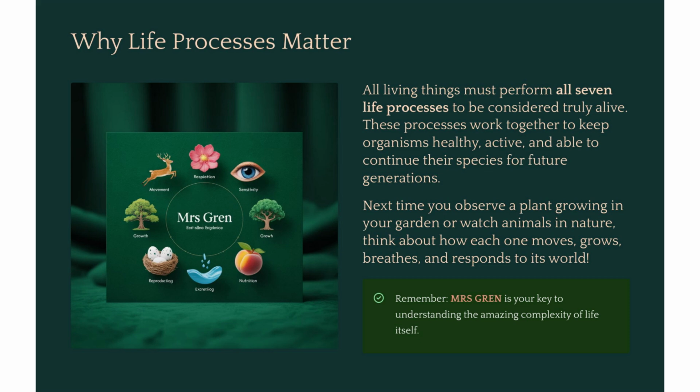So, why do life processes matter? Because without them, an organism cannot truly be called alive. All 7 processes, movement, reproduction, sensitivity, growth, respiration, excretion, and nutrition, work together to keep living things healthy and able to continue their species. Next time you see a plant or an animal, think about how it moves, grows, breathes, and responds to its surroundings. Remember this: MERS-GREN is the key to understanding the complexity of life itself.